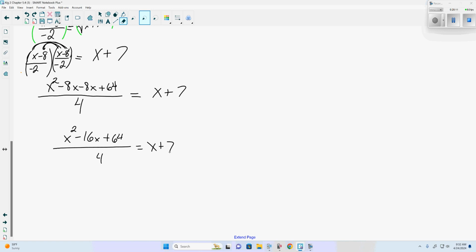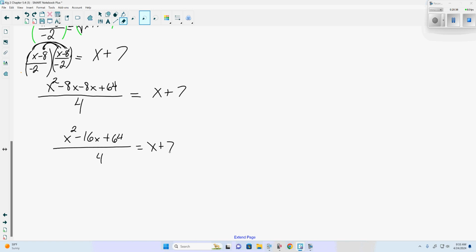We can combine our like terms. Negative 8 and 8 gives us negative 16. And we get this here. So, are there any radicals left? No. So that brings us finally to step 4, to solve for x. Yes?